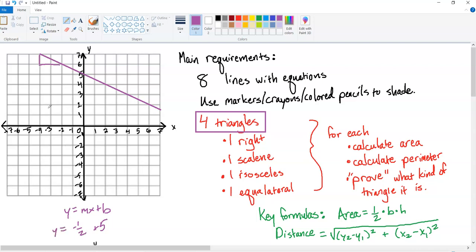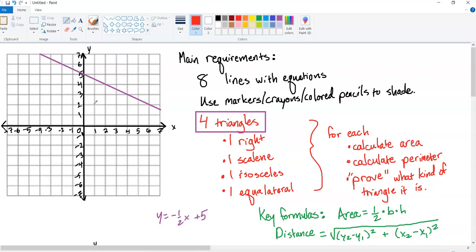Alright, I'm going to go ahead and erase a bit, but I'll save that, because I want to remove that little triangle on my screen. So that line, the purple line, is y equals negative 1/2 x plus 5. Alright, so I would repeat that process 2 more times. Let me go ahead and do another line here.